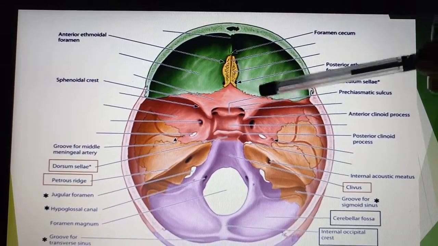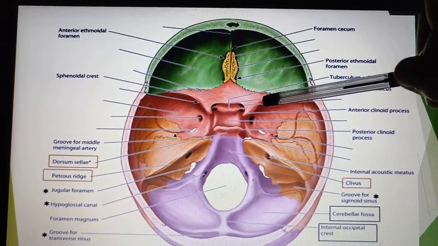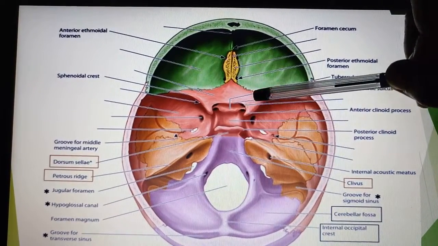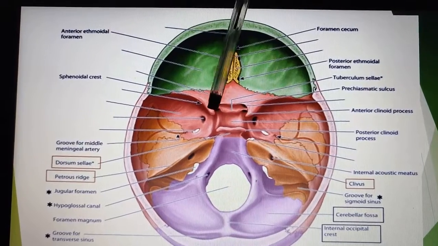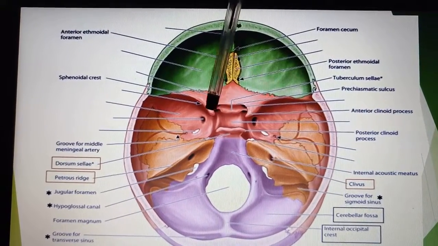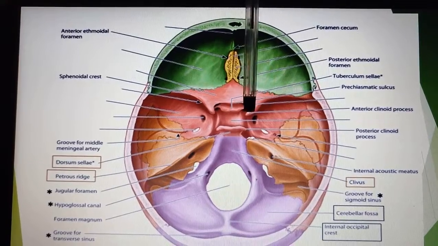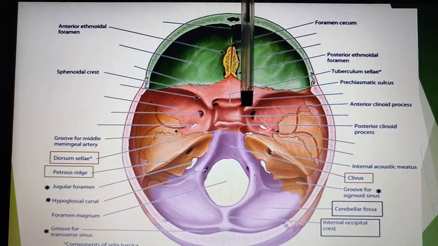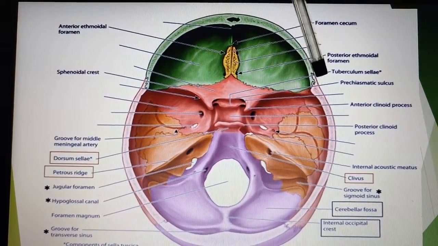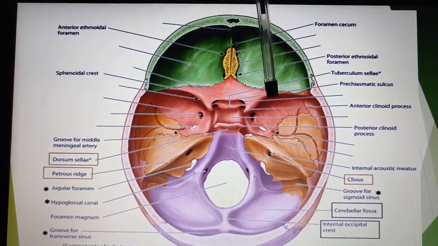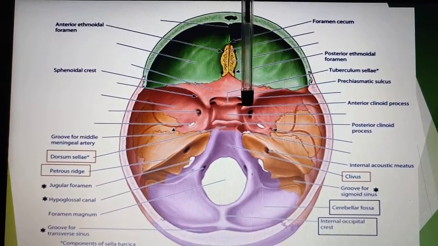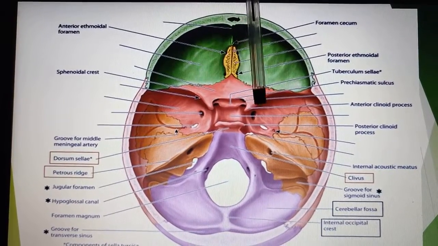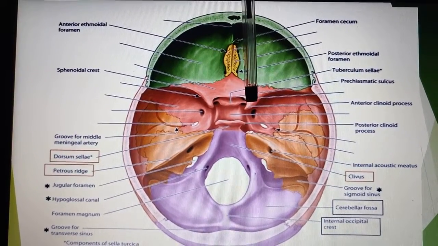Clear? Then we know that this is the lesser wing of the sphenoid. Medially it ends by a small tooth-like projection on each side, known as the anterior clinoid process, which gives the attachment to the anterior free margin of the tentorium cerebelli.